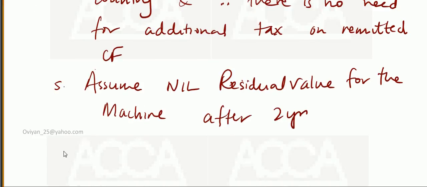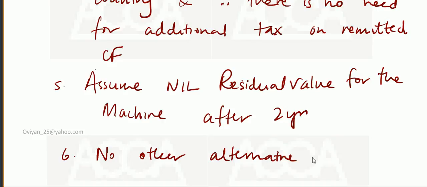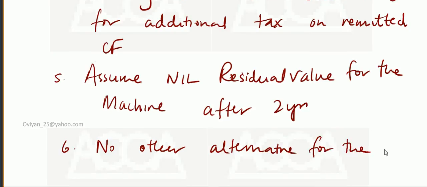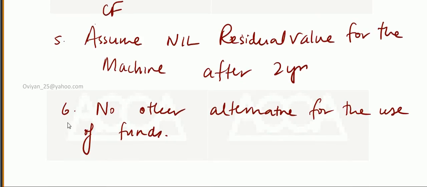The last point that I would like to say here is that there is no other alternative for the use of funds. That means we're not going to evaluate other projects. We're not going to compare with other projects. This is the only project we have, and the money will be used for only this project. So this is how we answer this particular part for the assumptions. That is how we do part A of the question, and we just got somewhere around 11 marks.